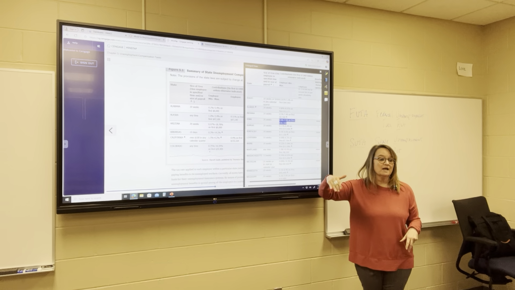There is no waiting period, and this is for benefits. So there's no waiting period in Iowa for benefits. That means that if you're unemployed and you qualify for benefits, you can start getting them from day one.